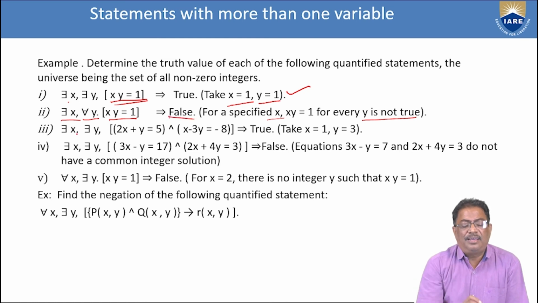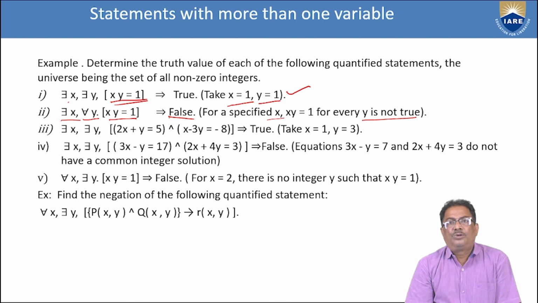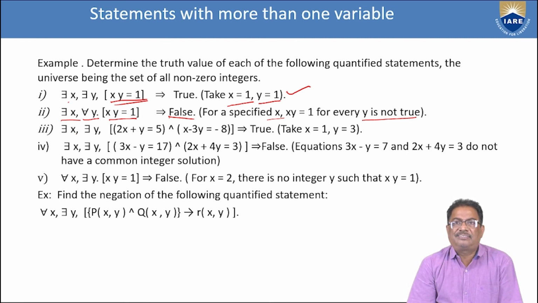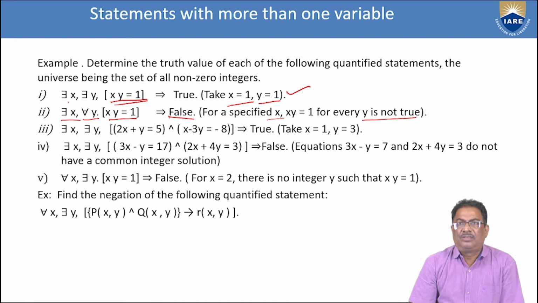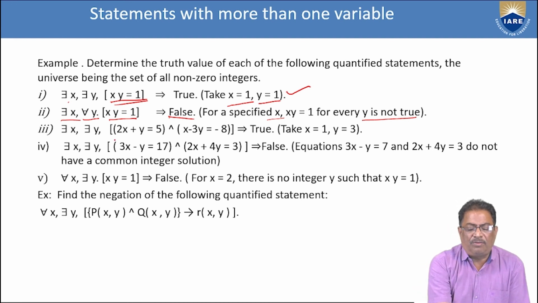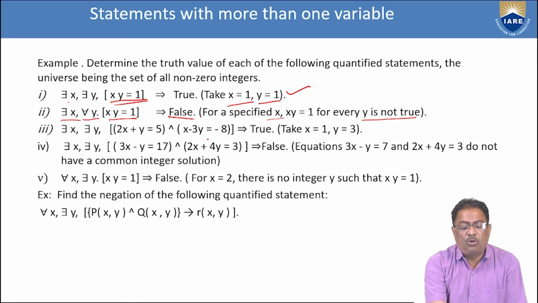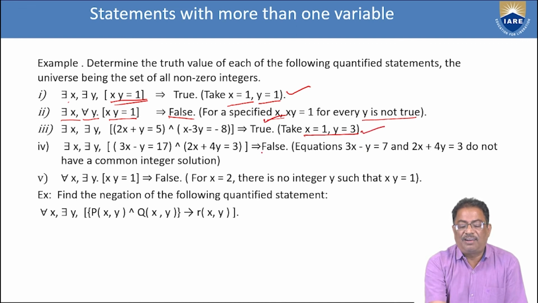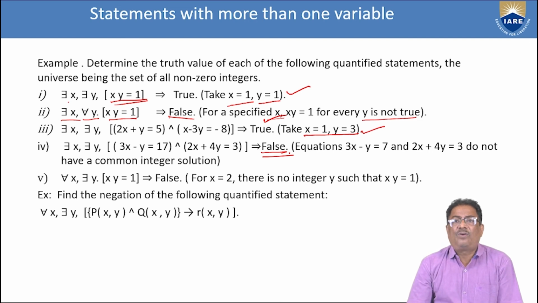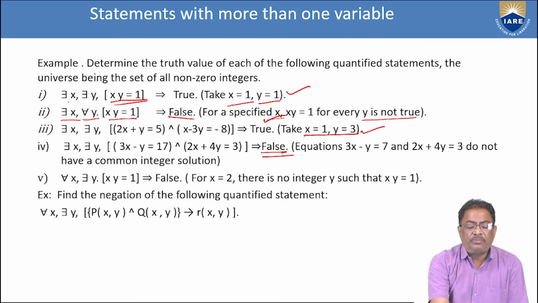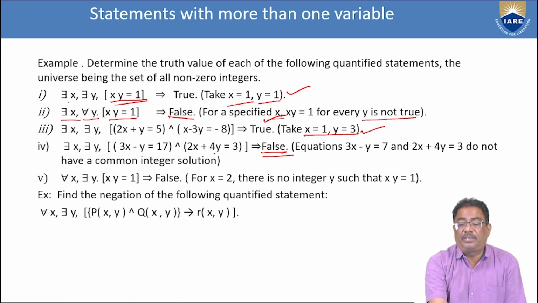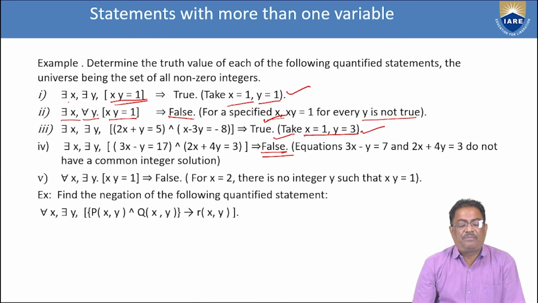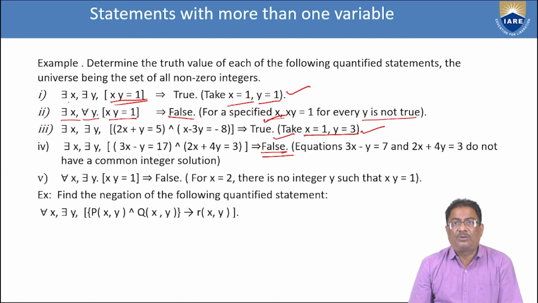Similarly, there exists x, there exists y such that 2x plus y is equal to 5 and x minus 3y is equal to minus 8. If there is a particular value which satisfies both equations, then I can say that it is true. Otherwise, I can call it false. Here, there are no x and y which satisfy both equations. So that solution does not exist, and this is false. Like that we have to do.